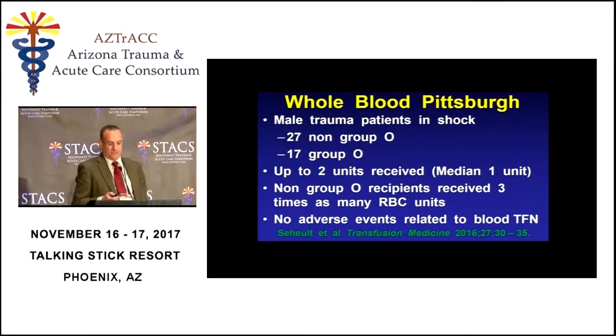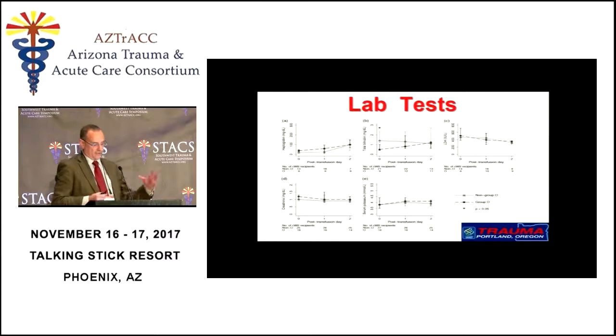So they had male trauma patients receiving these transfusions, 27 non-group O, 17 group O, up to 2 units were received, and there was no adverse events noted related to the blood transfusion. And here's a bunch of lab tests. They looked at haptoglobin, bilirubin, LDH, creatinine, and potassium, all products of a transfusion reaction, and they were the same whether the patients were O or not O. So it does appear, again, to be safe to give type O whole blood as a universal donor.